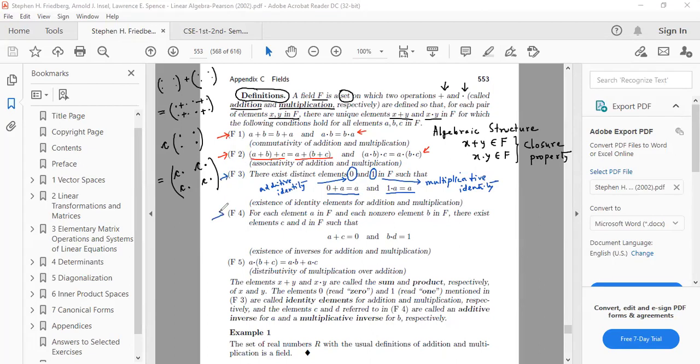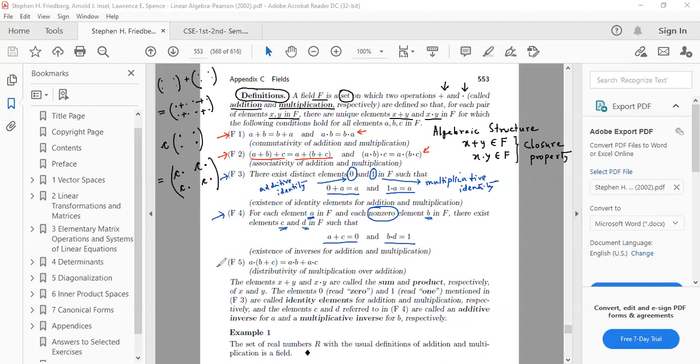Once this is done, we go to F4. In F4, for each element A in F, we need to find an element C, so that A plus C gives you the additive identity. And for each non-zero element B, we need to find an element D, so that B into D gives you 1. This is what the property F4 demands.